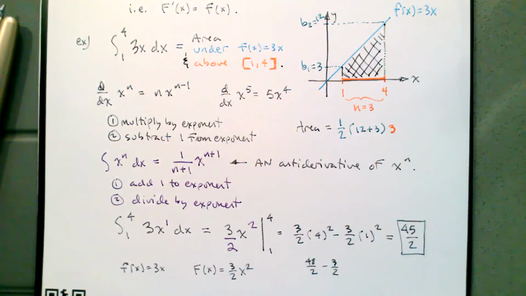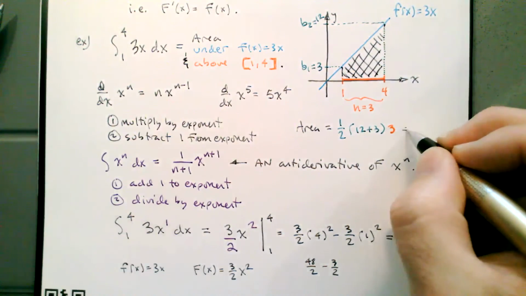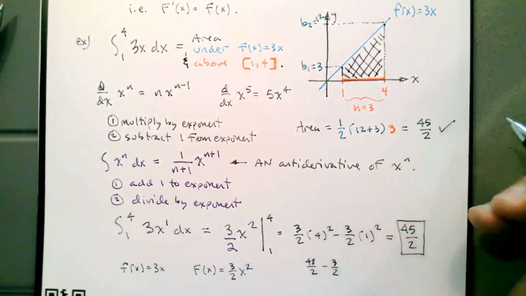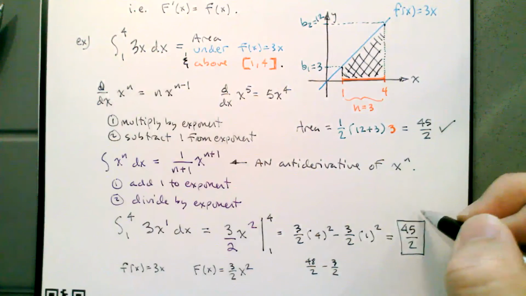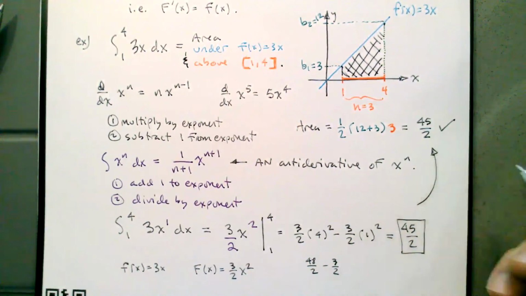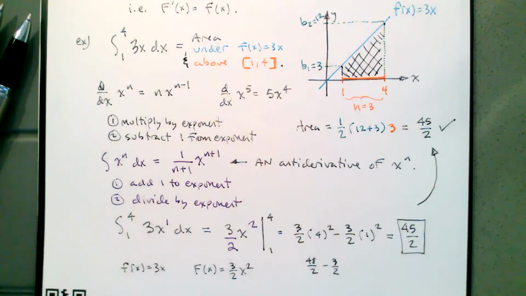So the area of the trapezoid should be the average of the bases multiplied by the height. 12 and 3 is 15. 15 times 3 is 45. 45 divided by 2 is 45 over 2. So now there are two instances where the process matches our intuition about what should happen.